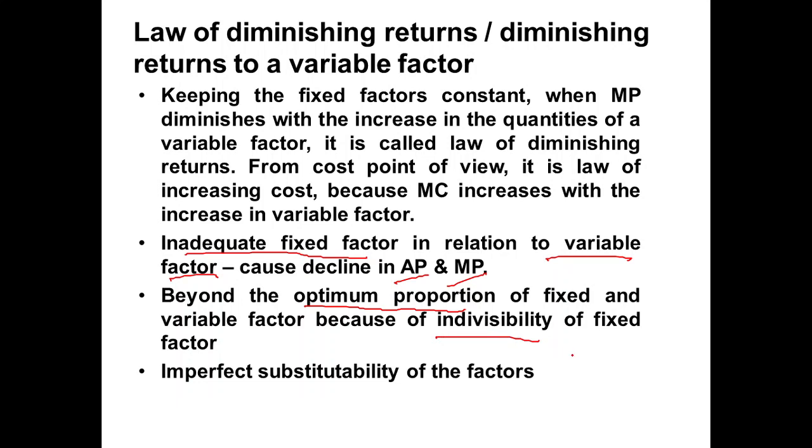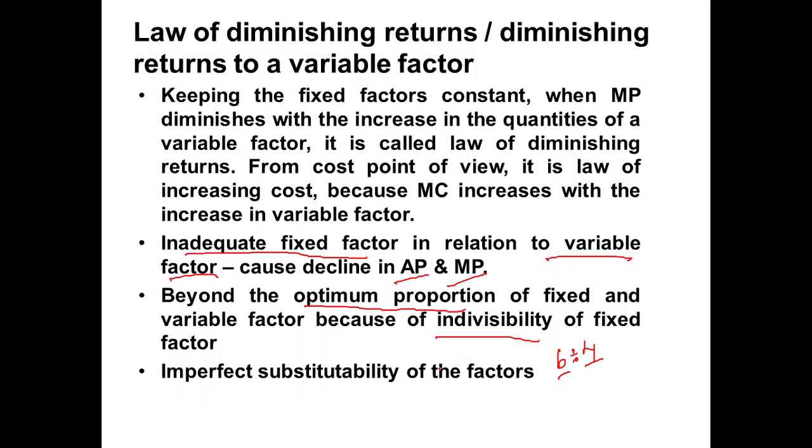indivisible. Say for example, in the table you have seen that 4 units of machine were there, and for 4 units of machine, 6 units of labor was the optimum combination, 6:4. So that is already reached, and after that it will give negative return, or actually from the third worker onwards it is only giving less and less return. Okay, that's the reason.